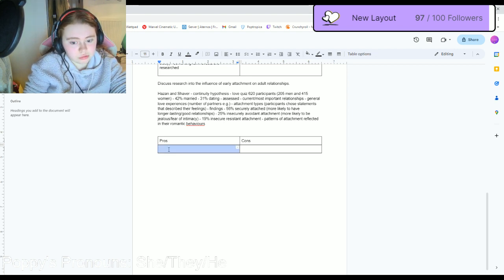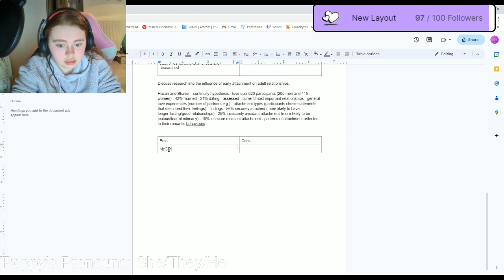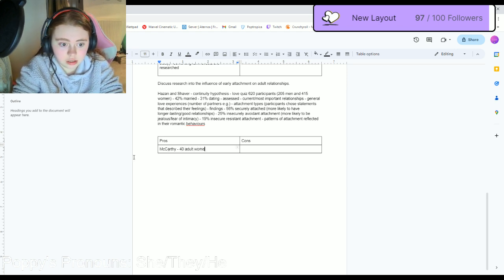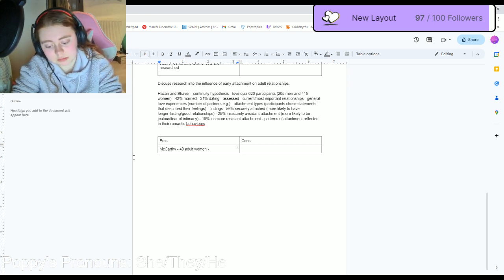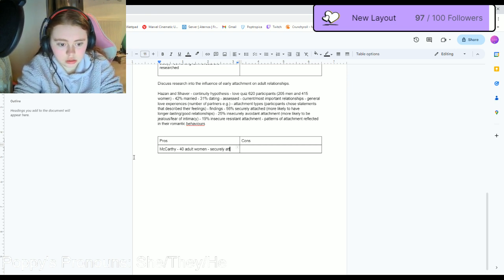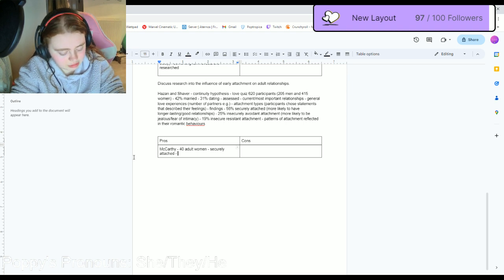I would probably only talk about McCarthy's study. So 40 adult women. However, this study does have a relatively small sample, so it does call into question the population validity of this supportive evidence. Securely attached.